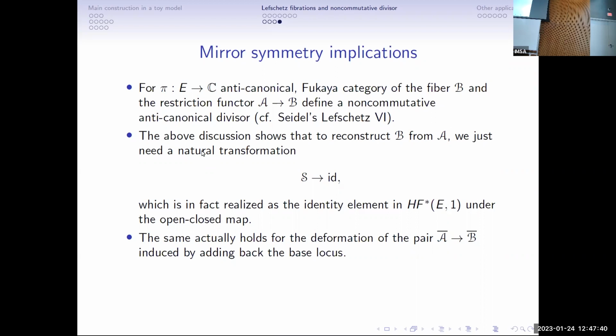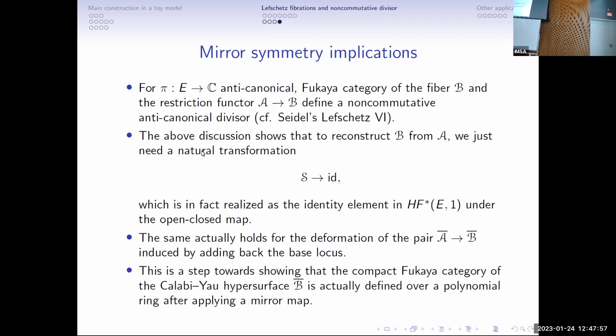So in other words, we can also recover the category of the closed Calabi-Yau surface out of the Seidel category of this compactification and some first order information encoded inside this natural transformation from the Serre functor to the identity. So with some other works, this is actually a step towards showing that the compact category of a surface is actually defined over a polynomial ring, after 5 years. So there's a huge conceptual jump here, but this is part of the thing which is needed to prove this.